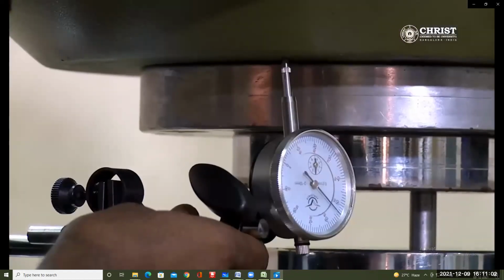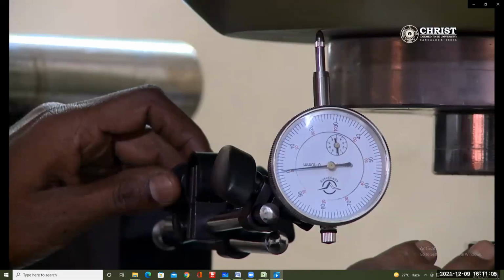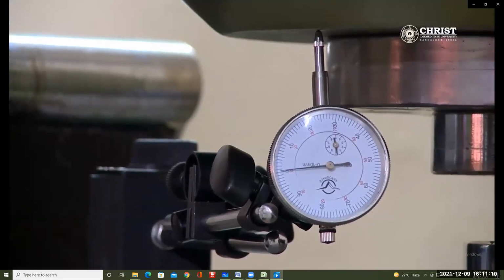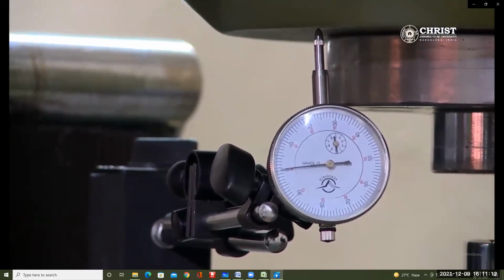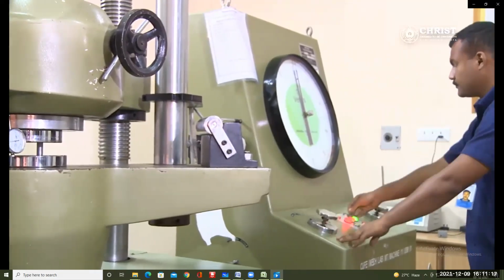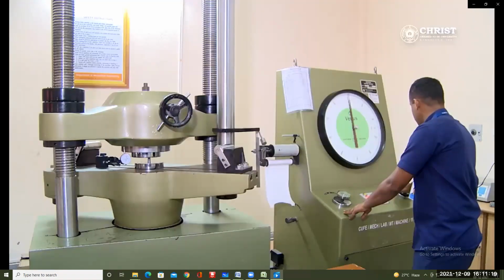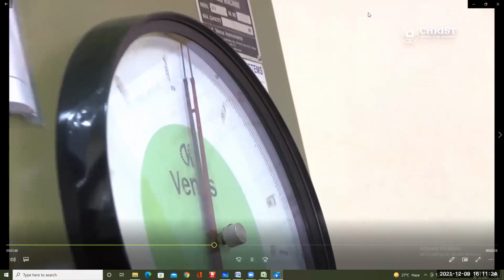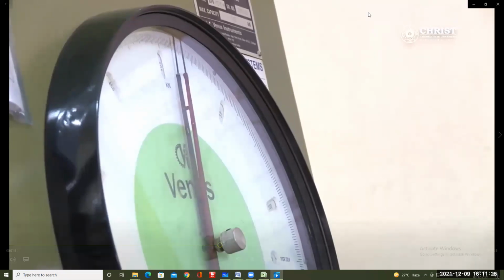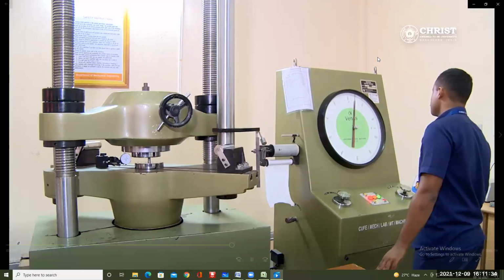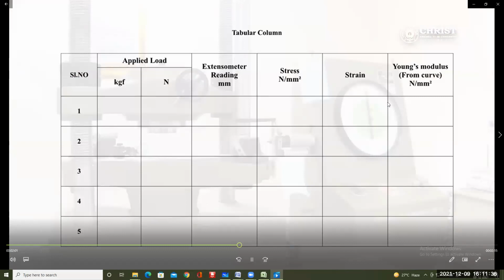The extensometer is fixed and readings are set to 0 so that when any load is applied, the change in extensometer reading can be taken. Load is applied gradually by opening the valves and by pressing the start button. Amount of load being applied can be seen in dial gauge whose least count is 5 kN. As the load is gradually applied, the extensometer readings are taken at equal intervals of load until the specimen fails.